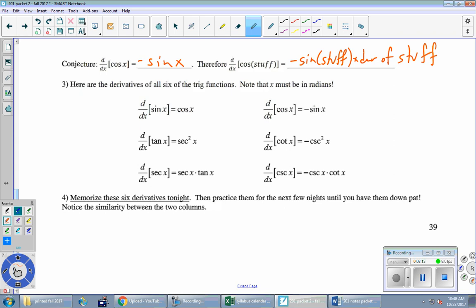Okay, so your job is to memorize these formulas, just practice them a couple of nights in a row and you'll have them. I just want them to roll off the tongue in the same way that you know the power rule now and you know the product rule and you know the quotient rule. 6 of these guys, just a little bit of practice.